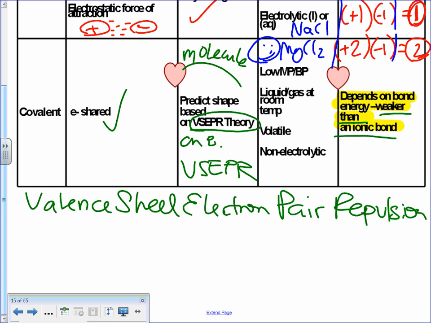We just call it VESPER, even though it's not how you say it. The other properties we've already noted, so that's why I like the bowl, because now everything's kind of coming back together. Yeah? Why are covalent bonds weaker than ionic bonds?